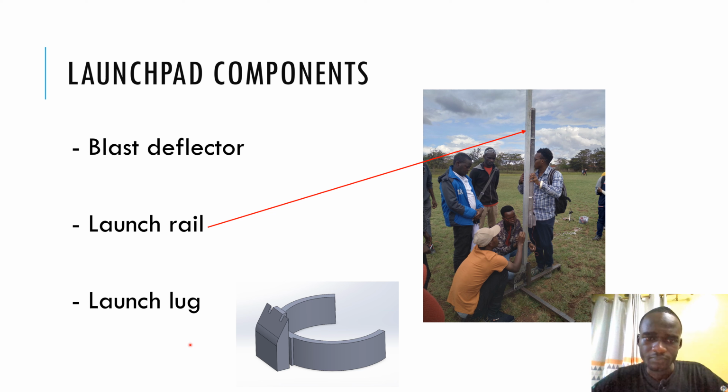So the launch rail, which is this long rail that you can see on my right, is the rail which the rocket is supposed to slide through in the initial stages of flight. The launch lug is the mechanism by which the rocket is attached to the launch rail so that it can slide through the rail, and after that it can continue with the path. The blast deflector is a small metallic plate that is used to deflect the fumes and the exhaust gases that are released from the rocket.